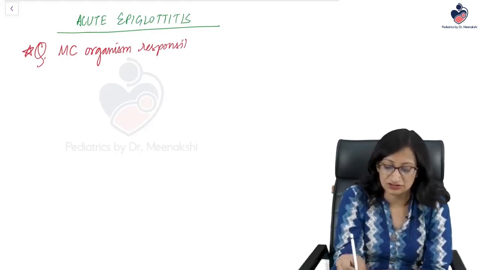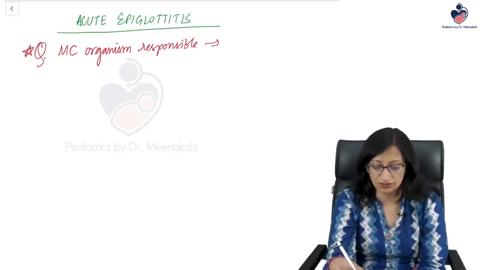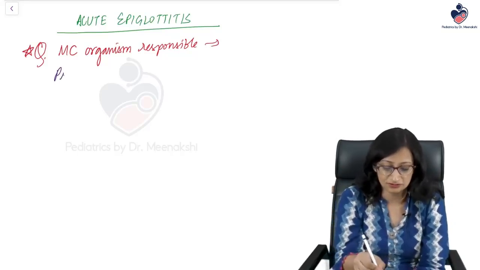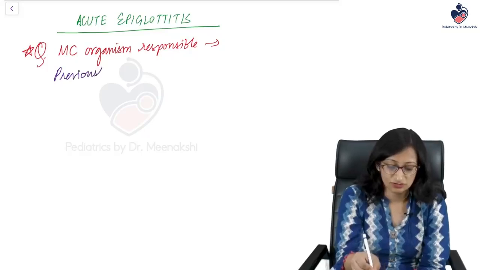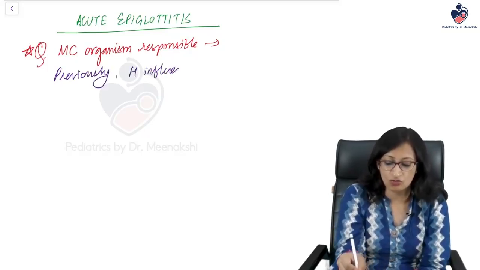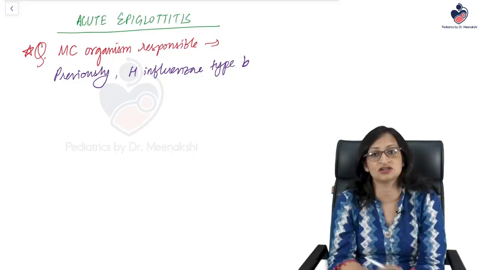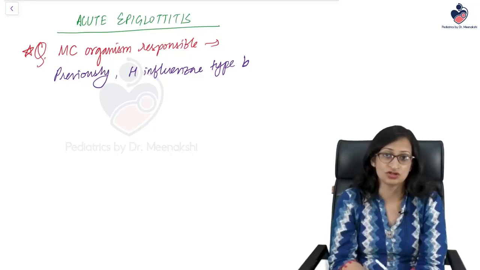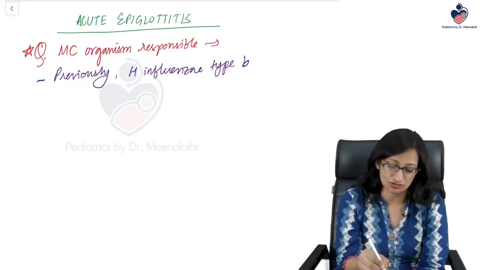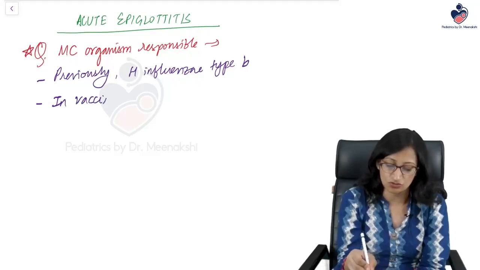Previously the answer to this was H. influenzae type B. Okay, so remember, previously the answer was H. influenzae type B. But now, currently, in vaccinated children, since Hib vaccination has been going on for quite some time in the Indian National Immunization Schedule also, the most common organism is Streptococcus.